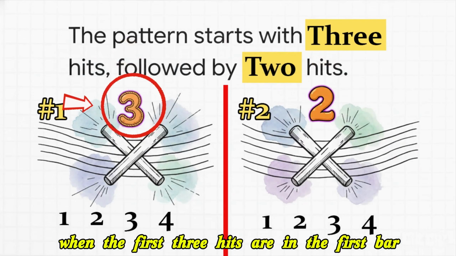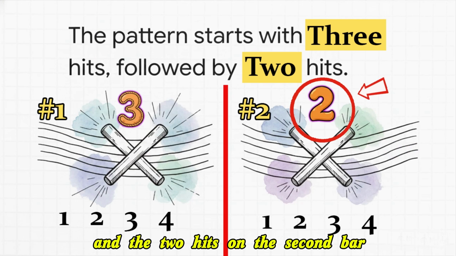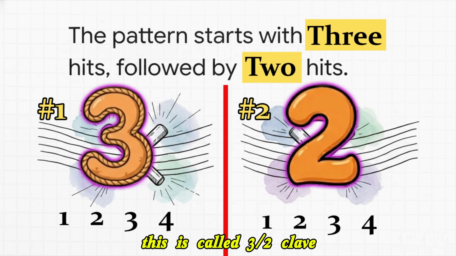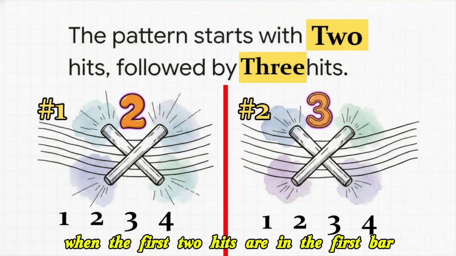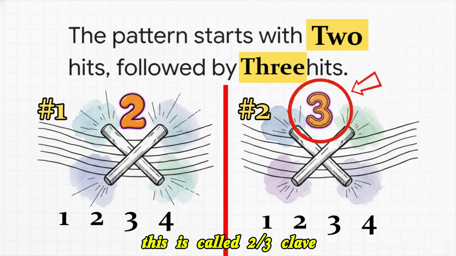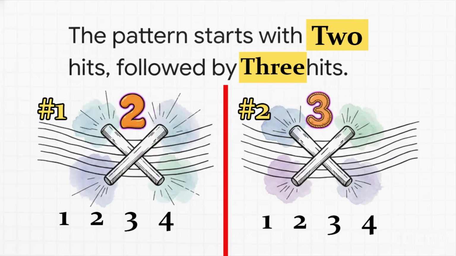When the first 3 hits are in the first bar and the 2 hits in the second bar, this is called 3-2 clave. When the first 2 hits are in the first bar and the other 3 hits in the second bar, this is called 2-3 clave.